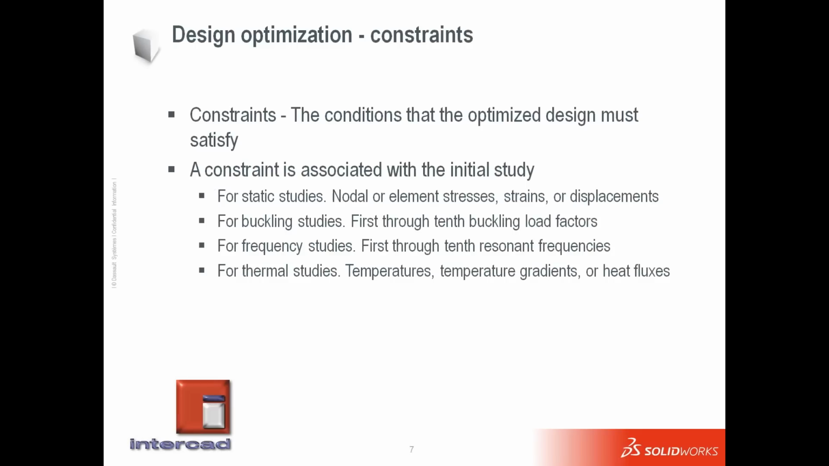And the other parameter is constraint, the condition that we have to satisfy. For example, it could be elemental or nodal stress, strain, or displacement. If you are in a buckling study, it could be a buckling load factor. In a frequency study, it could be a resonant frequency, or in a thermal study, it could be a temperature gradient, or heat flux over the nodes, lines, faces, or the whole volume.